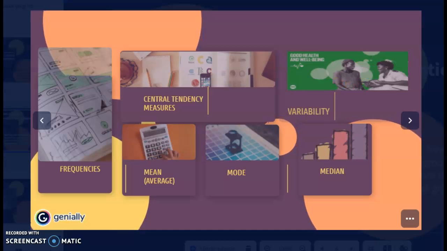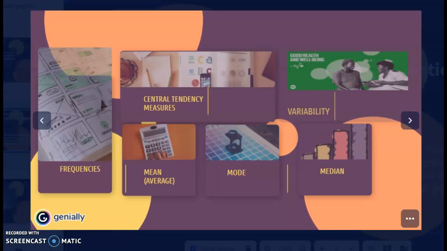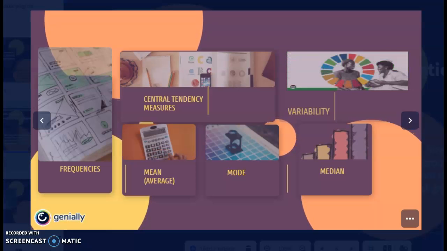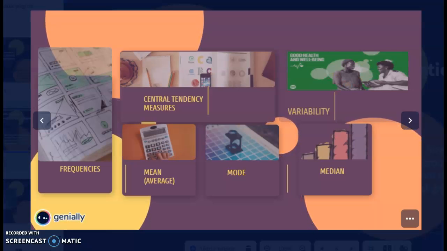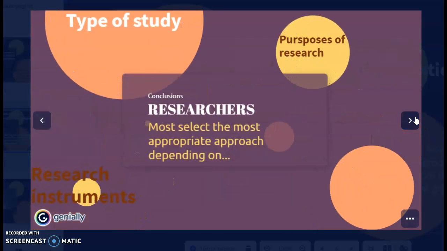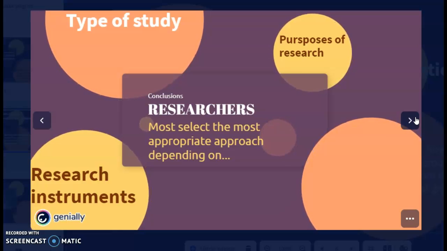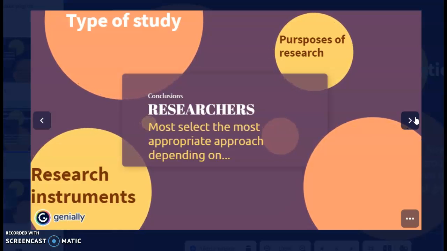And variability provides information of the differences or spread of the behaviors. It indicates how homogeneous or heterogeneous the groups are. Researchers must select the most appropriate approach depending on research instruments, the type of study they're going to perform, and the purposes of research.